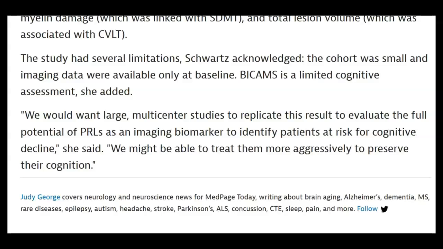But if you think about people who might be hesitant to go on a really aggressive DMT if they aren't even all that disabled yet, and I think I probably would have been in that category myself, knowing that you are at risk of cognitive decline could inform your decision and make it more likely that you will go on a more aggressive DMT in the hopes that you're going to stave off cognitive decline.